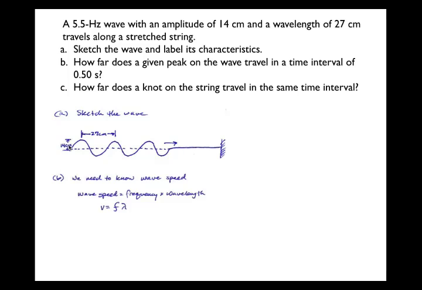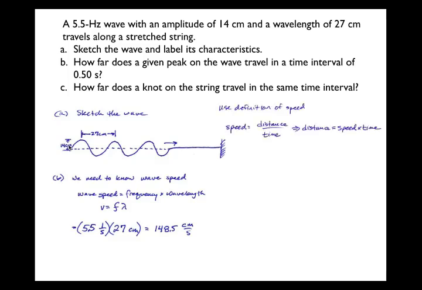All right, we're asked to find how far the wave travels in half a second, but to do that we're going to need to know the wave speed. The wave speed for any wave that you know the frequency and wavelength of can be found by multiplying those two factors together. So frequency times wavelength, that's 5.5 cycles per second, a wavelength of 27 centimeters, and that means it's traveling 148.5 centimeters each second.